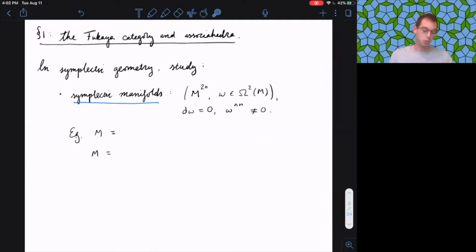So the first thing is just what is a symplectic manifold? By that, I mean an even dimensional smooth manifold M equipped with a two form, omega, the symplectic form. And I require that to be closed and to be non-degenerate in the sense that its top wedge power is nowhere vanishing. So a couple of quick examples would be when M is any real surface and omega is any area form.